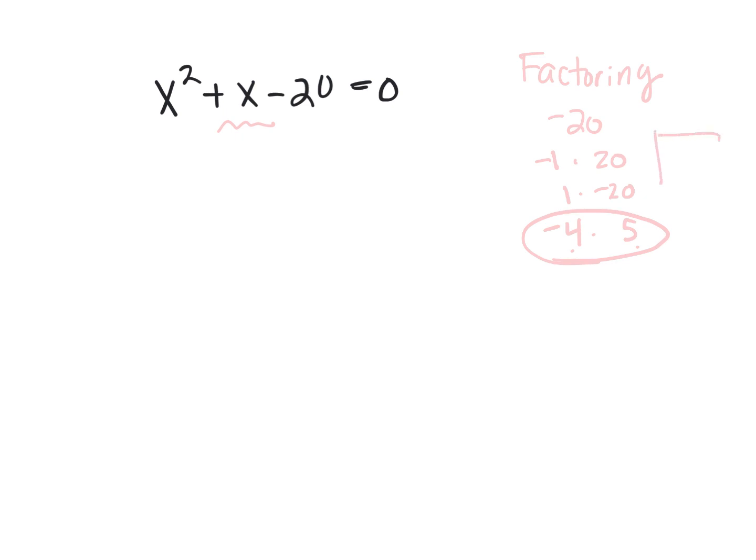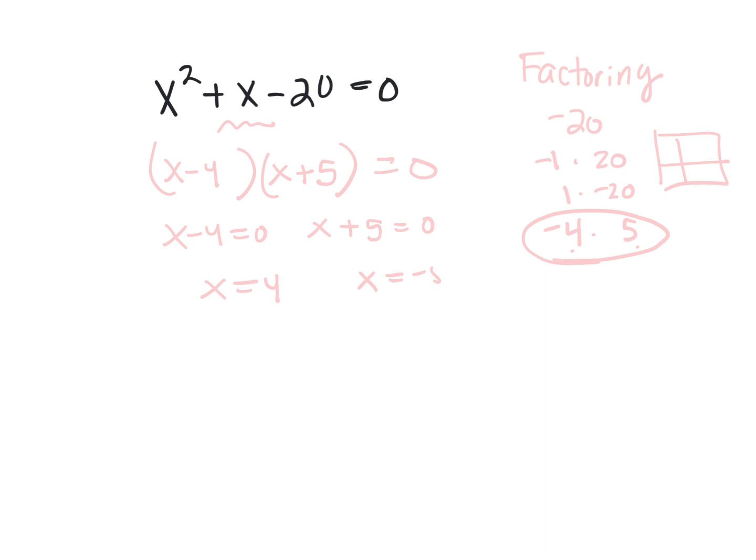Now, if you want to go through the whole box of factoring, you can. Okay, so that's a previous skill that we're using here. You do what you need to do to get that factoring correct. So now we're going to factor this and say that this is x minus 4 and x plus 5. Once we factor it, we use the zero product property, and I set this equal to 0 and this equal to 0. And I would end up with 4 and negative 5.